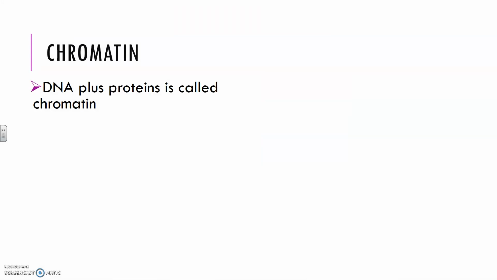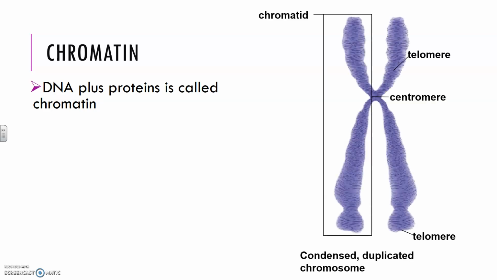Okay. So DNA plus proteins is called chromatin. This is where we're going to get into a lot of very similar sounding terms, okay? So just be very careful with your definitions here. So you have DNA and you have your histone proteins combine to form chromatin. Now chromatin will condense further to form a chromosome.